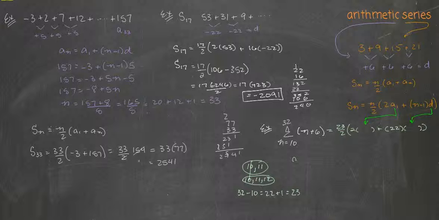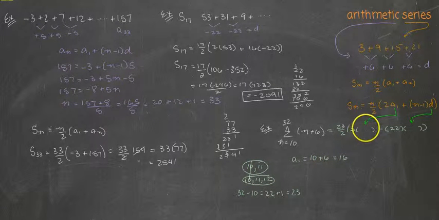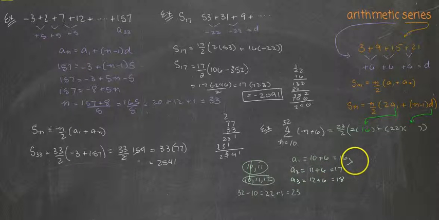So let's go ahead and find a sub 1, which is n plus 6 or 10 plus 6 equals 16. So I can put 16 here, and now I need to just get a couple more terms so I can figure out the common difference. So the second term would be 11 plus 6 equals 17. The third term would be 12 plus 6 equals 18. So the common difference is plus 1 and plus 1. So now I can put that in here.